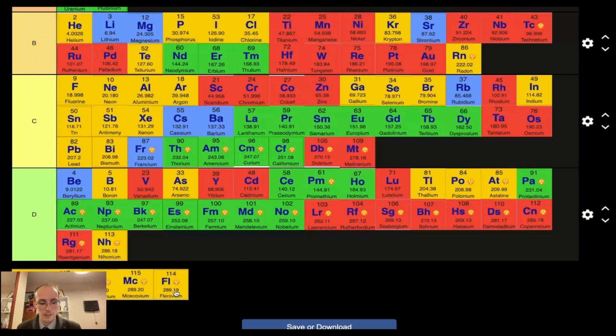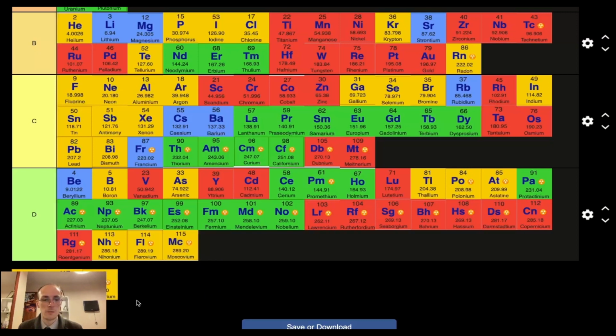Flerovium, element 114, was named after the Russian physicist Georgy Flyorov. Thrilling. Moscovium, named after Moscow. Riveting. Livermorium is named after the city of Livermore, which is in California, which itself is named after the Californian ranch owner Robert Thomas Livermore. Yeah, that's also going in the D section.